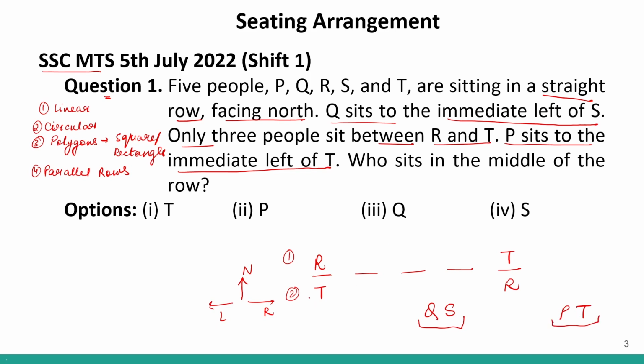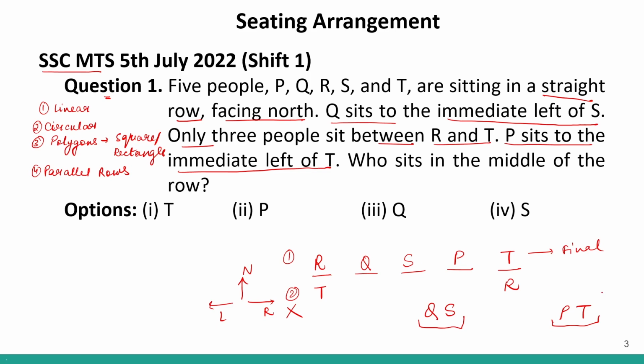Now, in this particular case, case number 2, can P come to the left of T? No, there is no place. So, this is not the correct possibility. We will go back to first possibility and place P over here. Now, we have only 2 remaining positions. So, we can place Q over here and we can place S over here. This is basically my final arrangement, correct? This is my final arrangement.